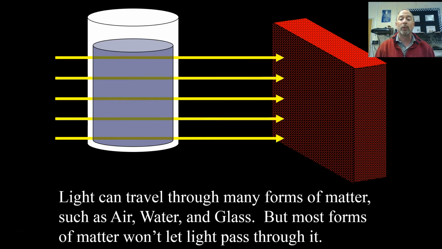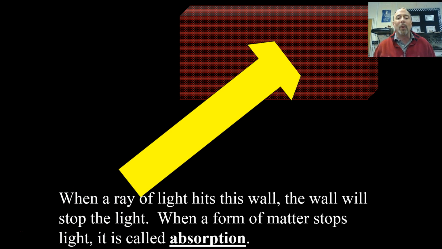Light can also travel through many forms of matter, such as air, water, glass, but most forms of matter won't let light pass through at all. You see, when a ray of light hits this wall, it will stop the light altogether. And when a form of matter stops light, it's called absorption, which is kind of the opposite of reflection.